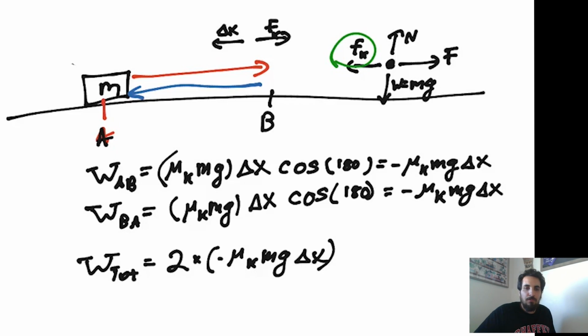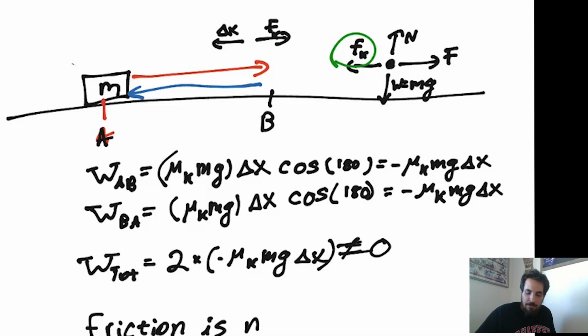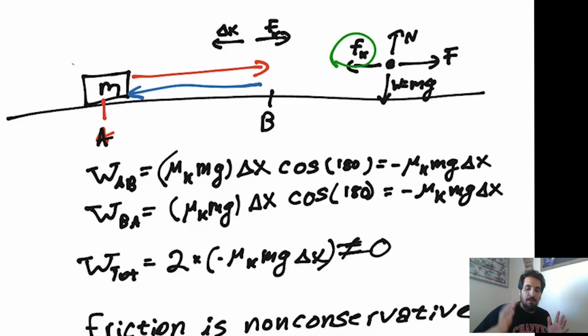And when we take all of these values, none of these values are going to be 0. So that means that this does not equal 0. And that tells us something. That tells us that friction is a non-conservative force. How do we know? Well, it didn't end up having 0 total work overall throughout its entire path. So there we have it. Friction is non-conservative. There is no potential energy, no savings account related to friction.